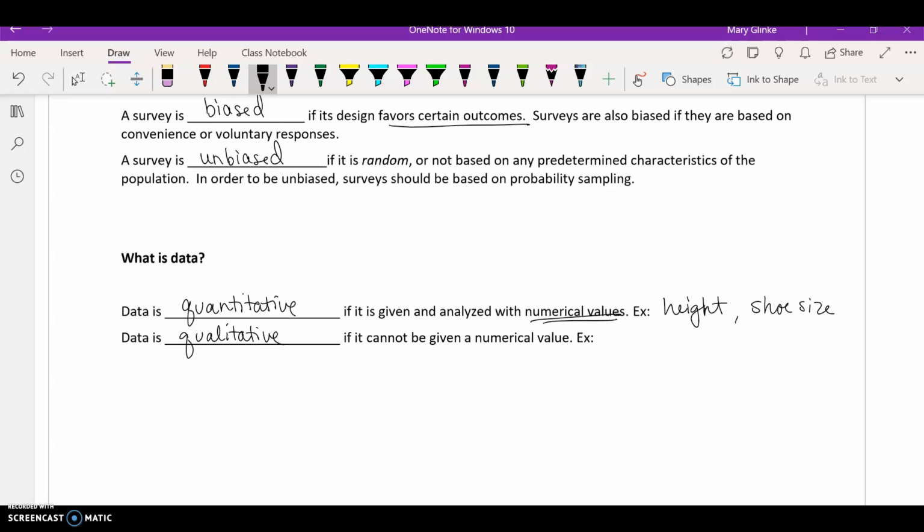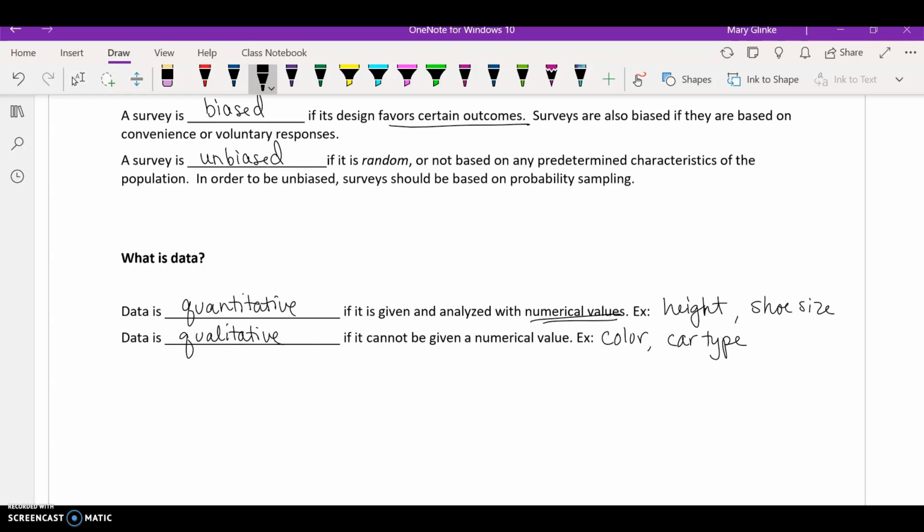would be things like colors. So what color are you wearing today? Or car type. Do you drive a Toyota or a Chevy? Things like that. So those ones are not number-based. They are description-based, making them qualitative.